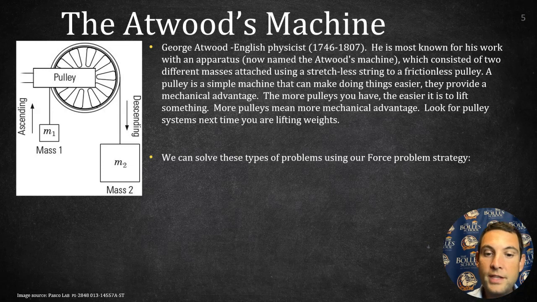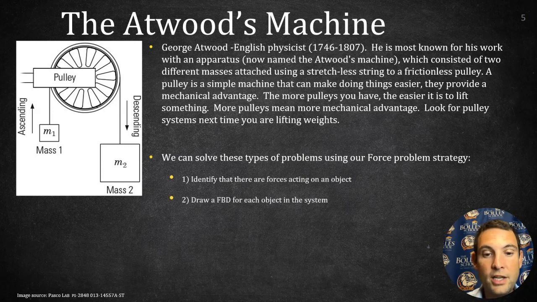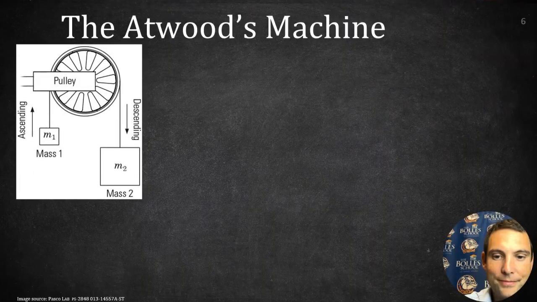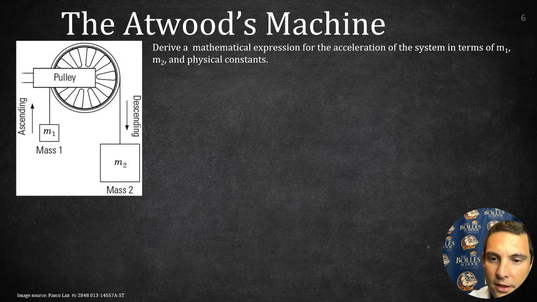We can solve these types of problems using our force problem strategy. First of all, identify the forces acting on the object. Next, draw a free body diagram for each object in the system, and then create a Newton's second law equation for each object. Solve for whatever we need. So let's practice. Derive a mathematical expression for the acceleration of a system in terms of m1, m2, and physical constants.